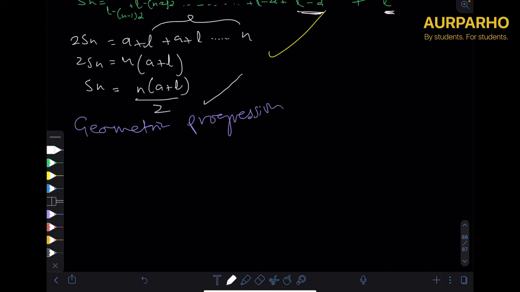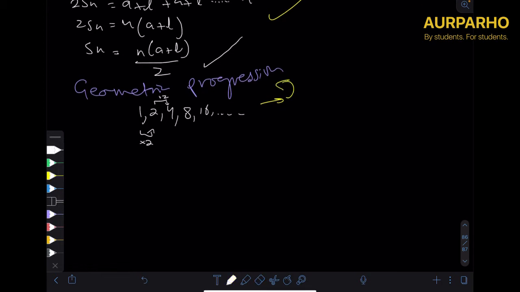So if I tell you that there's some sequence 1, 2, 4, 8, 16, you'll probably realize that what I'm basically doing is multiplying the term by 2 to get to the next term. If I take the first term and multiply by 2, I get the second term. If I take the second term and multiply by 2, I get the third term. And this is consistent throughout the series. So this is something that we call a geometric progression. Whenever you're multiplying by something to get to the next term consistently, that's what a geometric progression is.